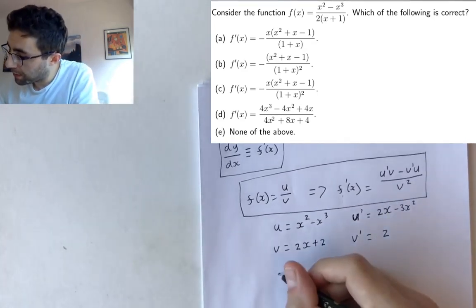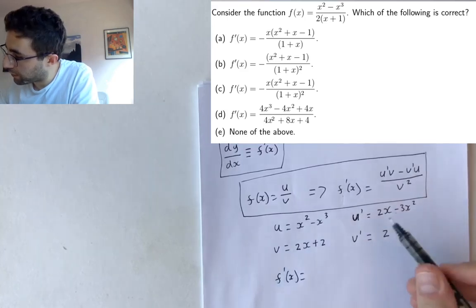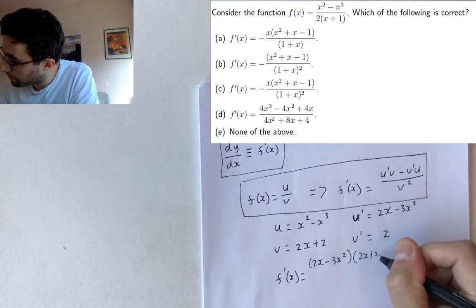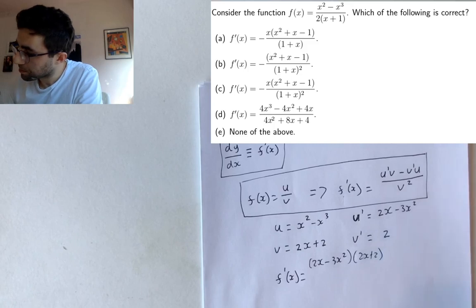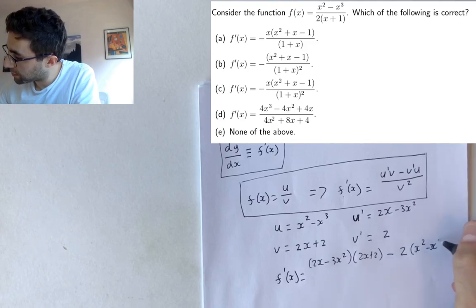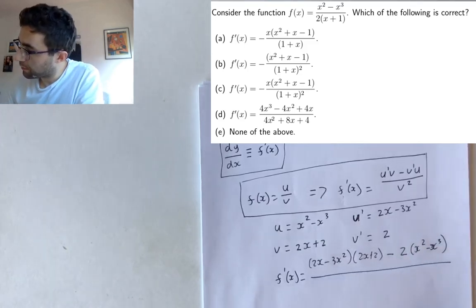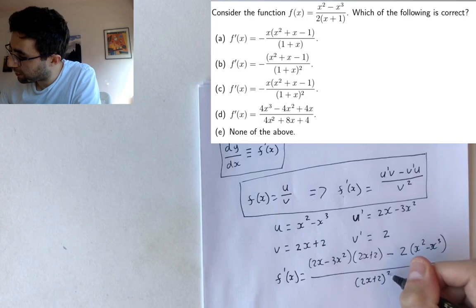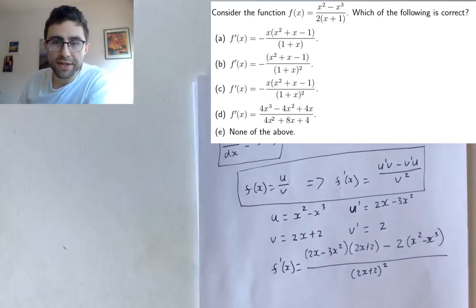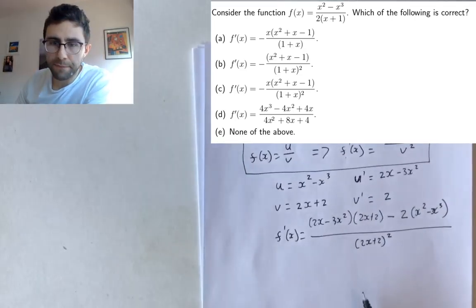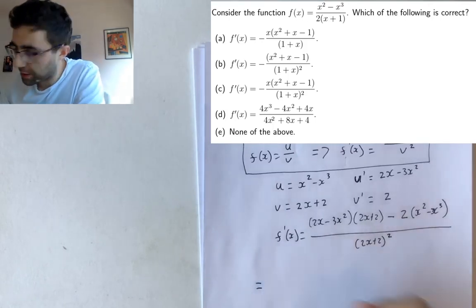Now we're going to plug in. So f dash x equals, now u dash is 2x minus 3x squared, times v, which is 2x plus 2, minus v dash, which is 2, times u, which is x squared minus x cubed, over v squared, 2x plus 2 all squared. So this is why I hope you had a pen out and were giving it a go and trying to plug in the stuff. It can get a little bit confusing with all these 4 things here. Can you get the right things in? Hope I have done.